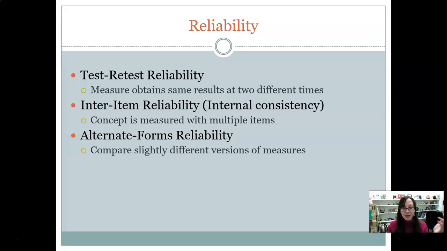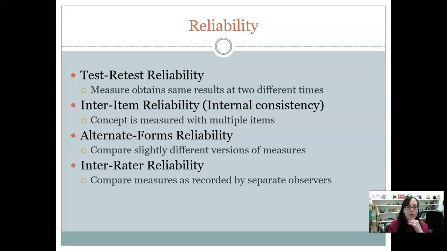Then alternate forms reliability is where you're basically asking the same question in a different way. So you compare slightly different versions of the measure. It could be within the same survey, or it could be a different follow-up survey. But you're asking things a little bit differently to say, well, if you're still high on this measure, you should still be answering these in kind of a predictive way.